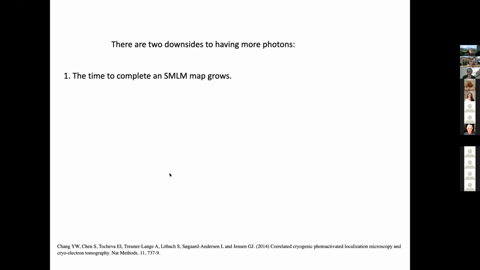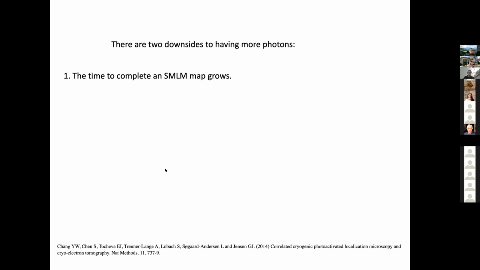So you'd think, well, more photons, the more accurately you can determine the location of your fluorophore. But there are downsides to having more photons, one of which is, for things like PAM-CATE, the time to complete an SMLM map grows, and it becomes quite large. It becomes many hours if you have to wait for that many photons before your probe bleaches and you can begin mapping another molecule of PAM-CATE.